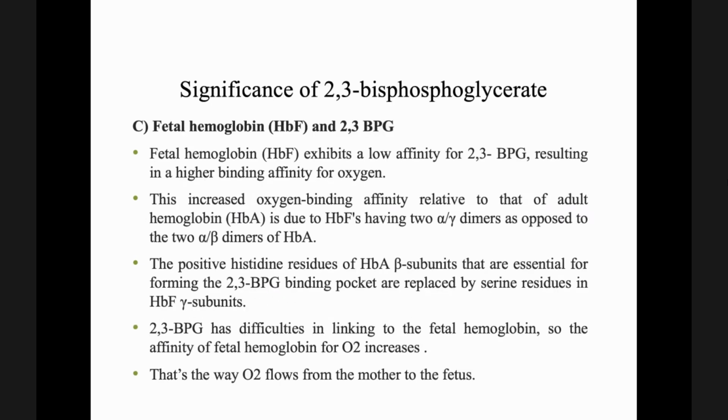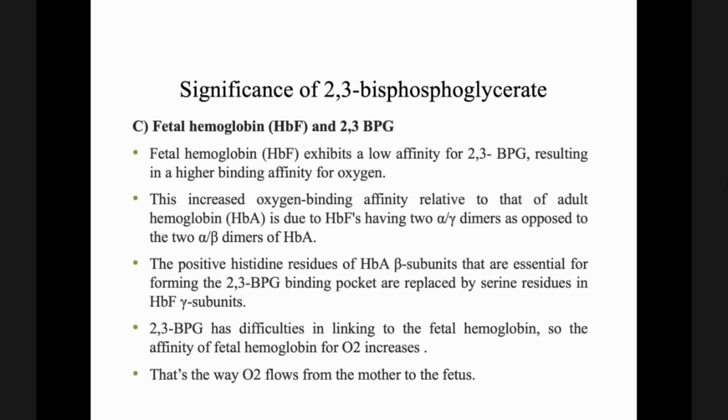There is also another benefit, which is in the fetal hemoglobin, which is the blood that goes through to the babies. The fetal hemoglobin exhibits a low affinity for the 2,3 bisphosphoglycerate, resulting in a higher binding affinity for oxygen. This increased oxygen binding affinity relative to that of adult hemoglobin is due to the fetal hemoglobin having 2 alpha and 2 gamma subunits, as opposed to the 2 alpha and 2 beta subunits in the hemoglobin of adults. The positive histidine residues of the adult hemoglobin beta subunit, which are essential for forming the 2,3 bisphosphoglycerate binding pocket, are replaced by a serine residue in the fetal hemoglobin gamma subunit.